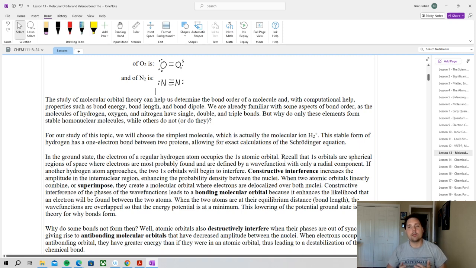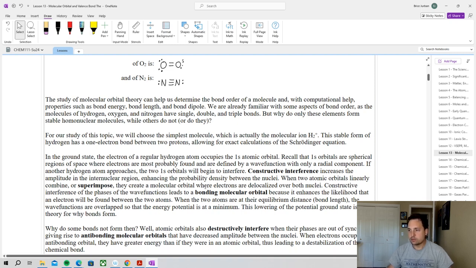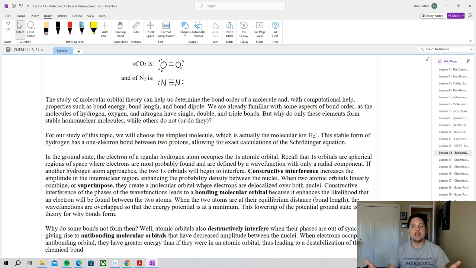And the 1s atomic orbital is a spherical region of space where electrons are most probably found, and this is defined by a wave function that has a radial component. So it only depends upon the distance the electron is from the nucleus. If another hydrogen atom is going to approach this hydrogen atom, the 2 1s orbitals will begin to interfere with each other because they're waves.